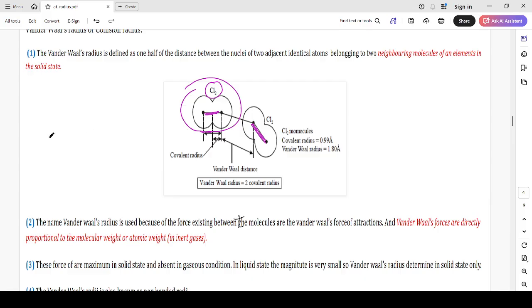Now, this chlorine comes close to this chlorine. If I'm looking at the bond distance between them, this is what is called the van der Waals radius. So, the van der Waals radius is twice that of the covalent radius.